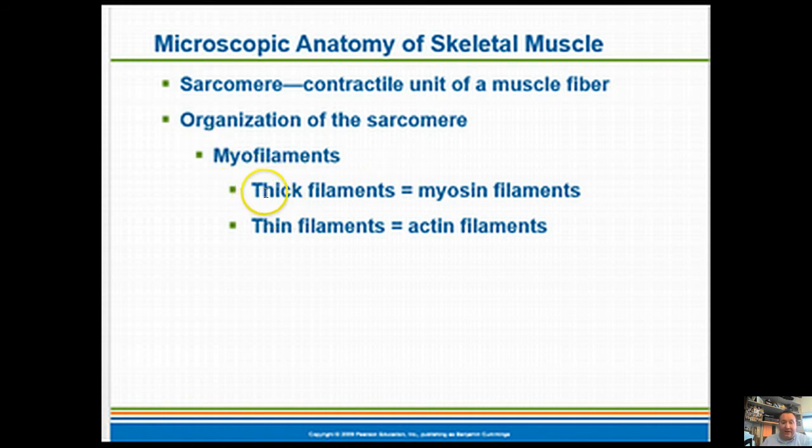And a sarcomere is composed of these little tiny myofilaments. You have very thick filaments, okay, that are called myosin filaments, and then you have thin filaments that are called actin filaments. So thick filaments tend to be a little bit thicker, they're called myosin, and thin filaments are a little bit thinner, they're called actin. Actin was represented in blue in that previous diagram. The myosin was those dark red bands that we saw in there.